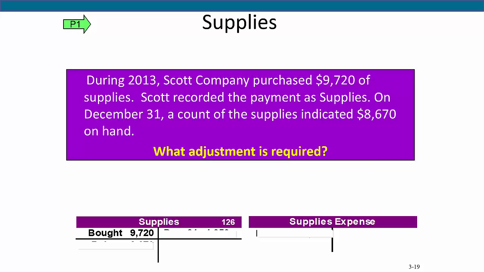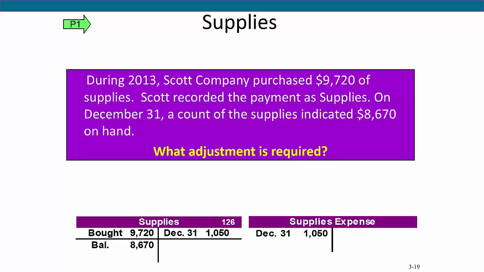The books say we have $9,720. We now need to clean up the supplies asset account to reflect that we don't really have $9,720 of supplies in the supply room anymore. We only have $8,670 worth of supplies. The difference between the two amounts, $1,050, is the amount that employees used in the business.